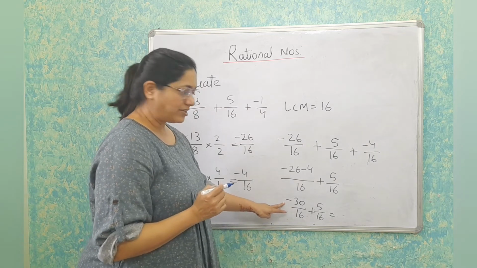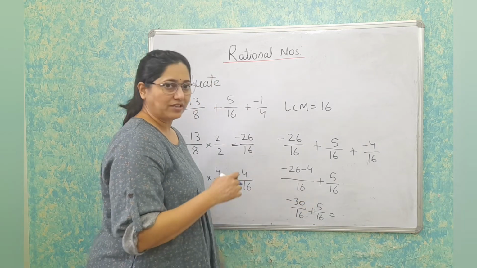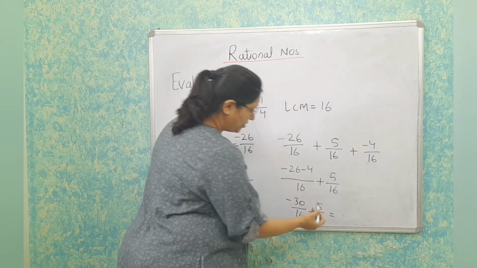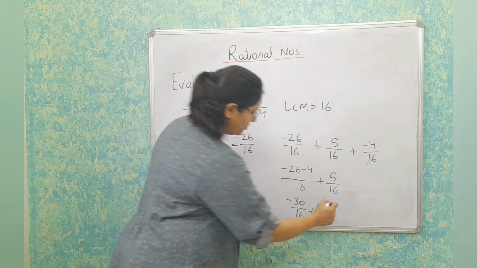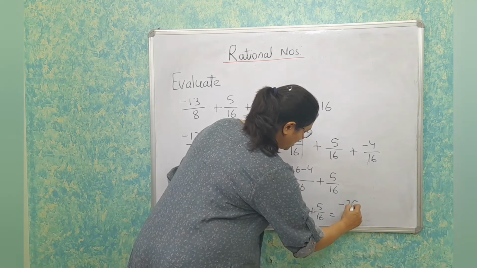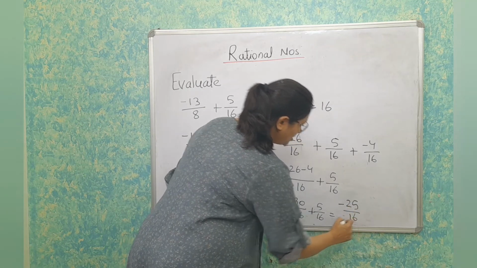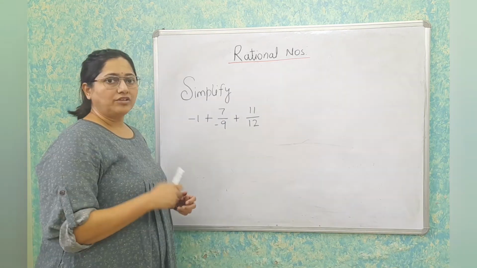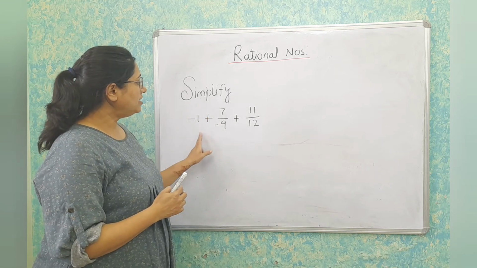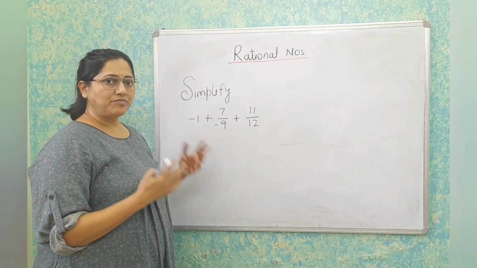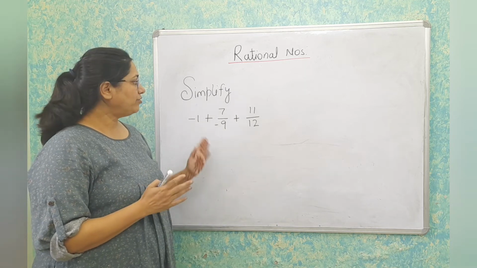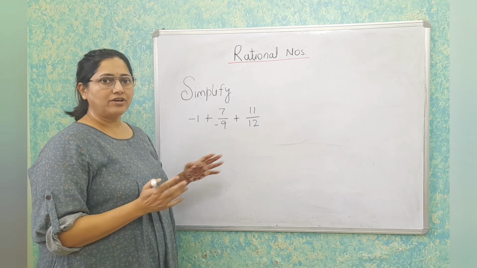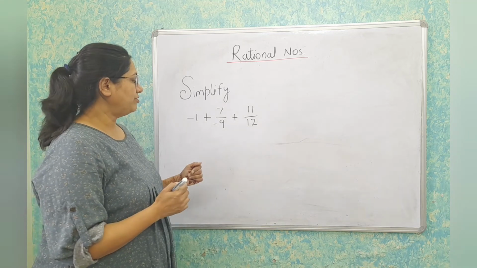30 has a negative sign and 5 has a positive sign. So we have to subtract. But the sign would be negative because 30 is bigger than 5. So our answer would be minus 25 upon 16. This is the answer. Now we have to simplify these rational numbers. See, simplification and evaluation are one and the same thing. Either we have to add rational numbers or subtract or a combination of both of them.